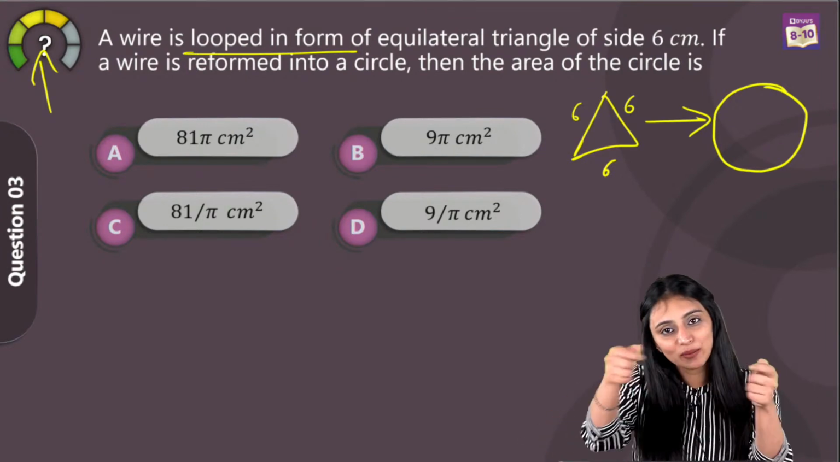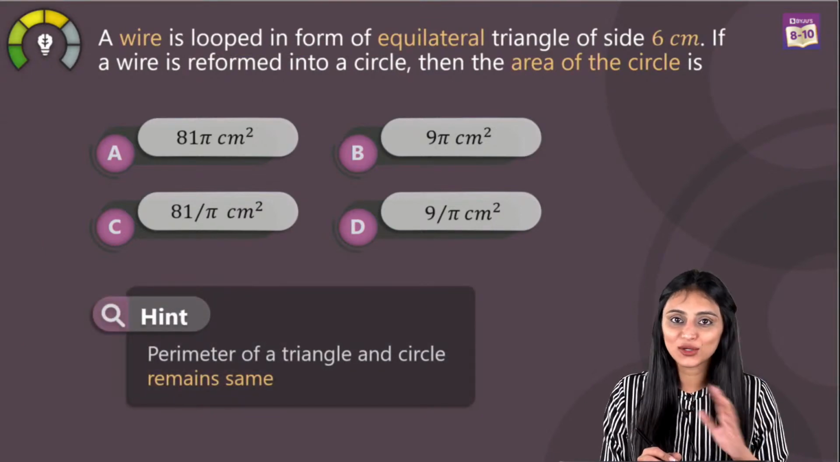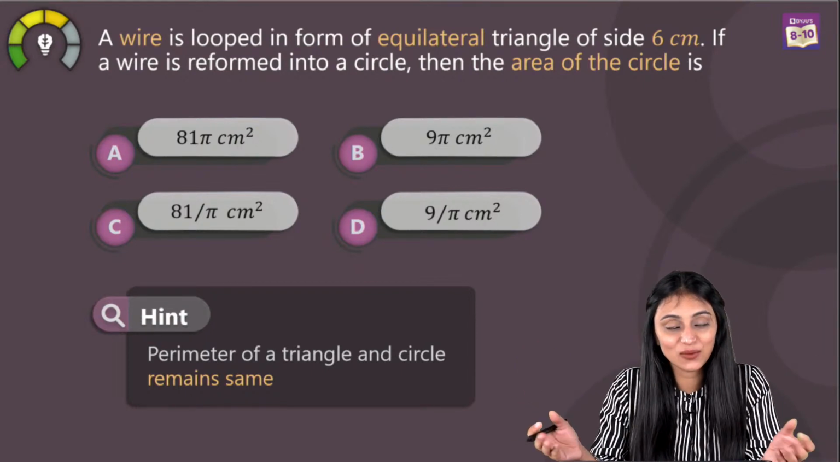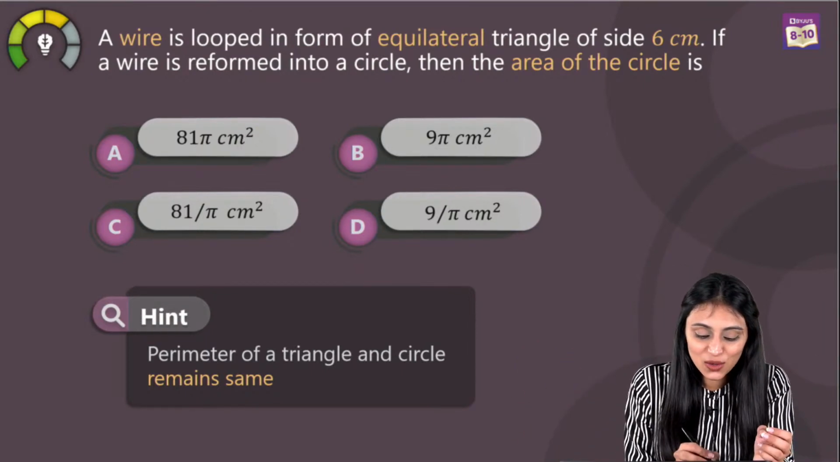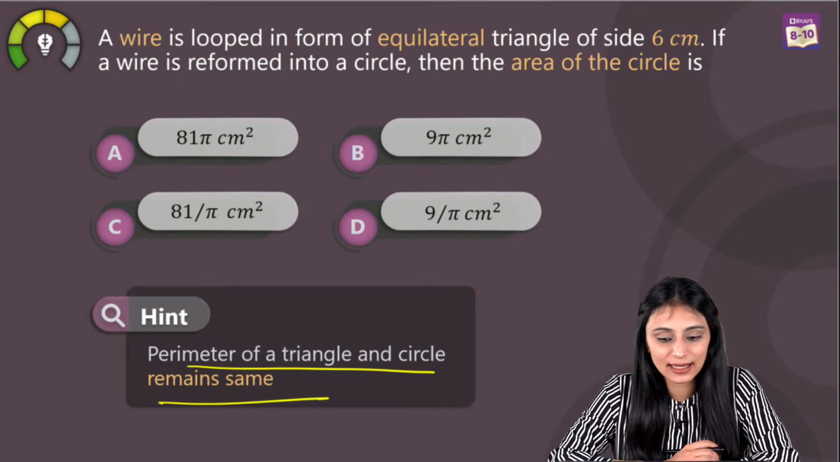Now with the same wire, you are making a circle. So what do you think? The perimeter, the length of the wire is not going to change, correct? The length of the wire will still be the same, whatever you make out of it. So we can say that the perimeter of the triangle and the circle will remain the same in that case.